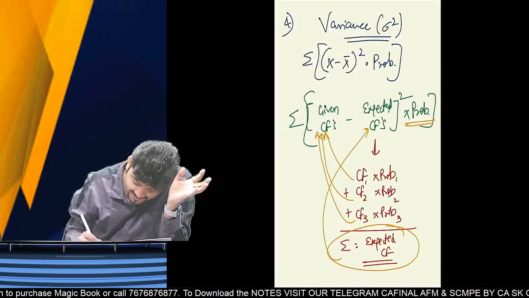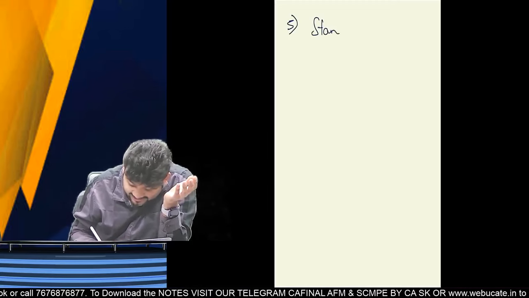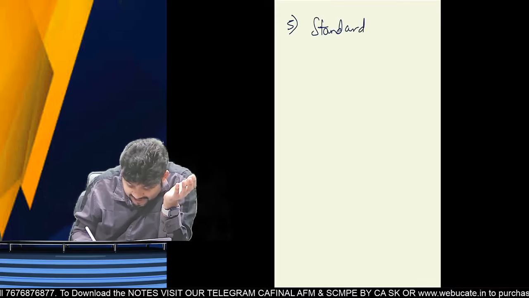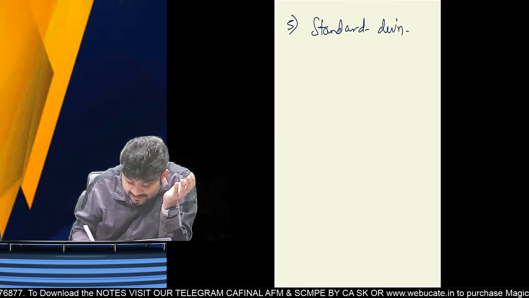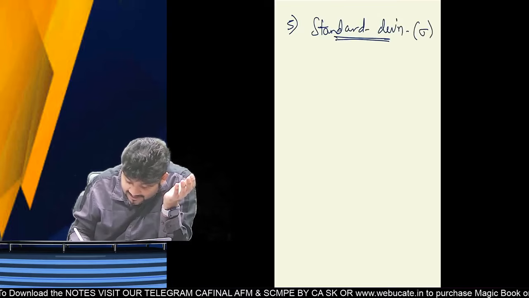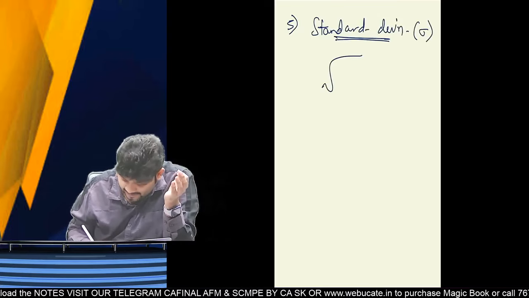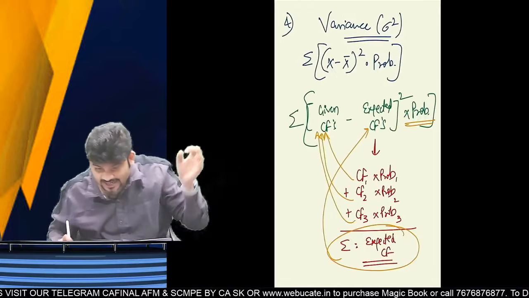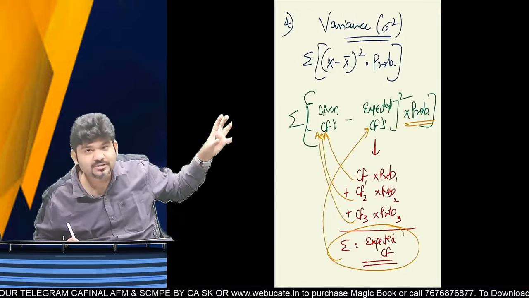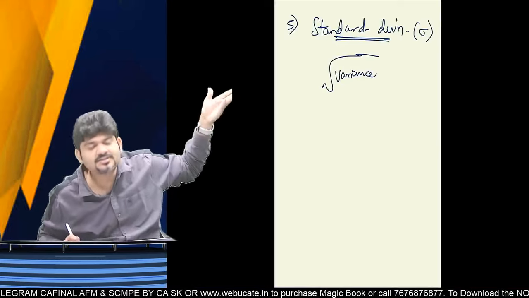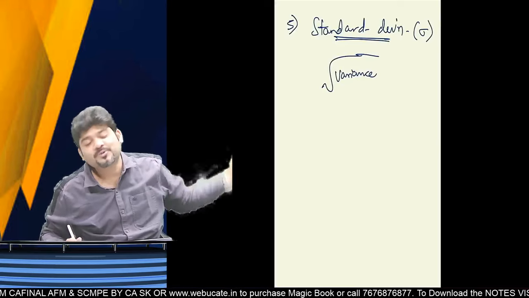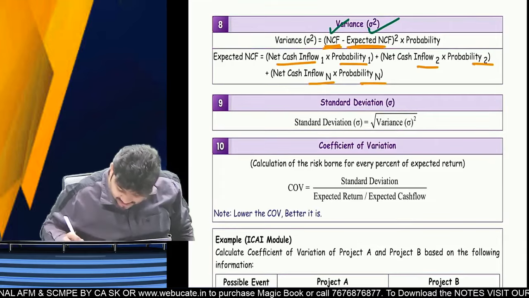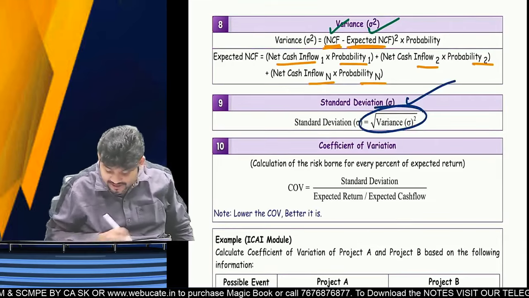Now, how do you calculate the variance? Easy peasy. And how do you calculate the standard deviation? You don't have to use extra brains at all, because standard deviation is sigma, so it is the root of variance. All we have to do is calculate this, and immediately we will get the root and the standard deviation. So standard deviation is the root of variance.